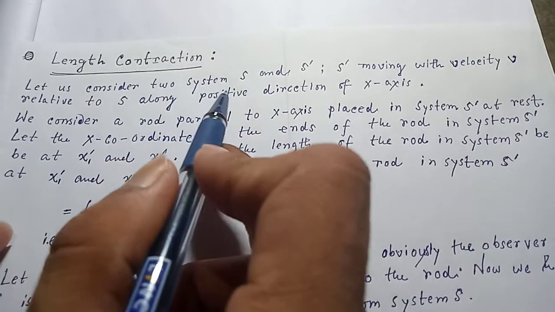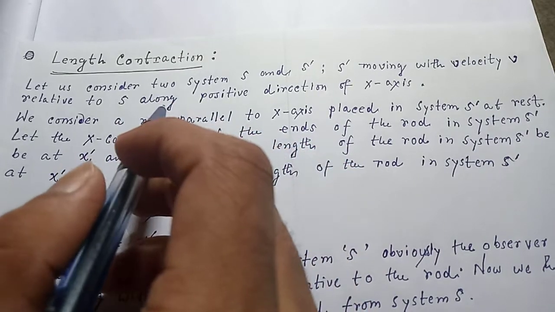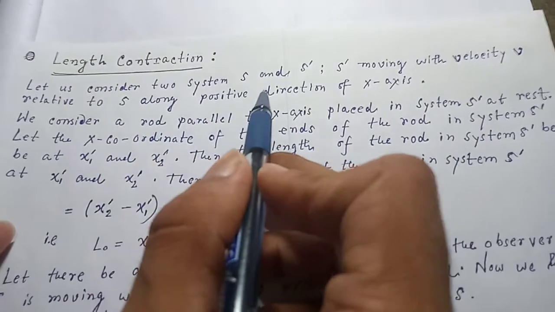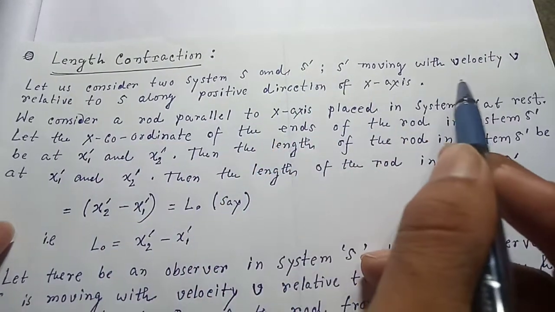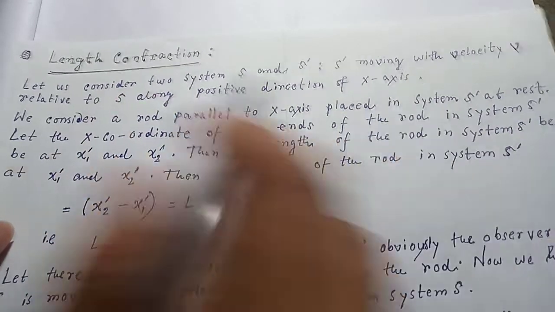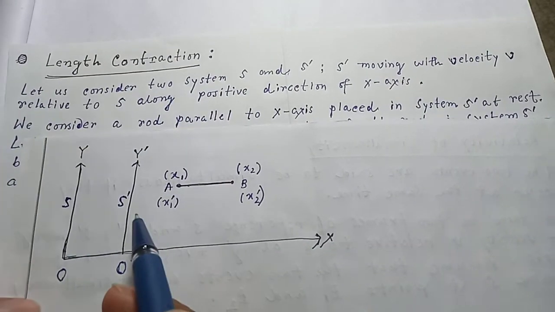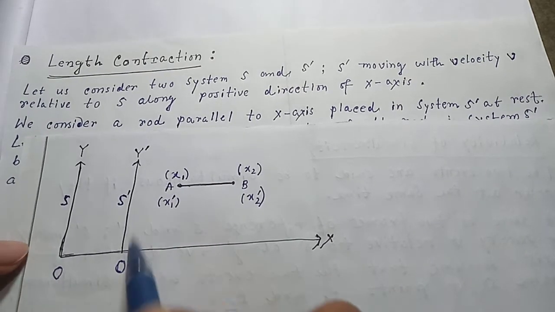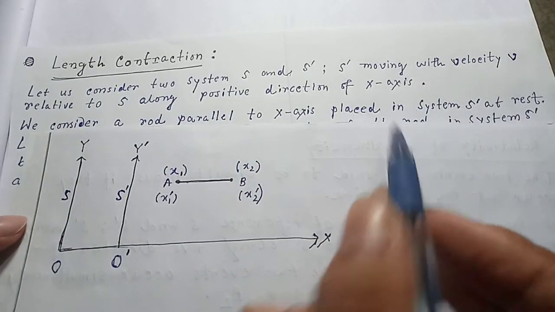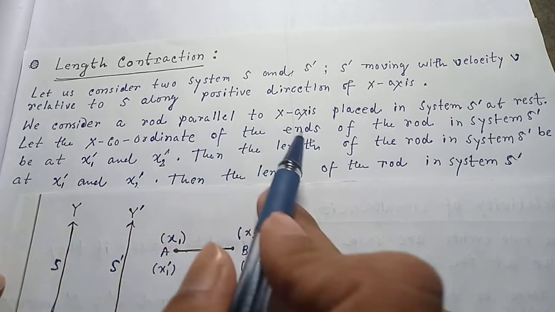स्पेशल थ्योरी ऑफ रिलेटिविटी का लेक्चर नंबर 4 और आज हम डिस्कस करेंगे लेंथ कॉन्ट्रैक्शन। Let us consider two systems S and S prime, S prime moving with velocity v relative to S along the positive direction of the x-axis. Then we consider a rod parallel to the x-axis.